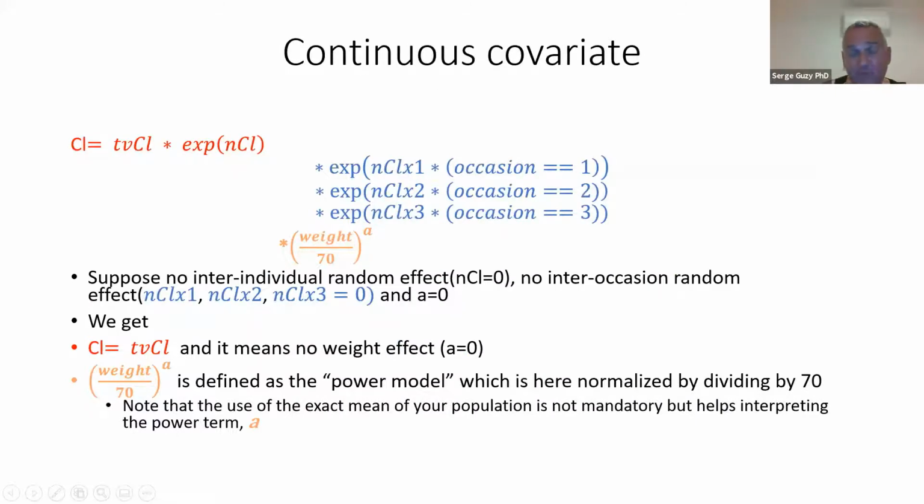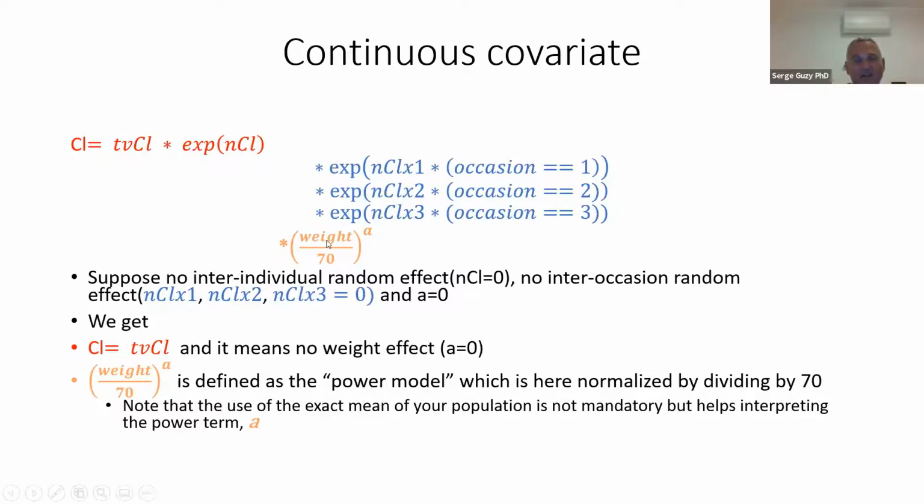Usually what you do, and the program is going to do that for you, or at least in Phoenix and NLME, it was an option to write this automatically. When you have a continuous covariate, most likely you want to center the weight around some average. The average doesn't need to be the average of your data set. It can be anything that you want, but most of the time, if it's adult data, you are going to use 70.